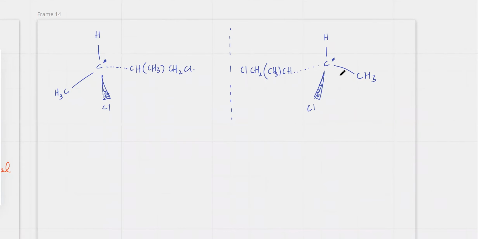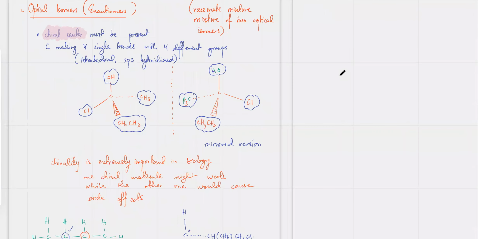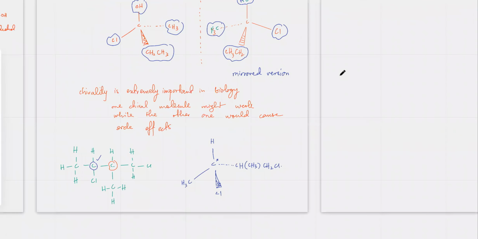Yes, sir. Okay, everyone, is this clear? Mayim, is this clear? Yes, sir.